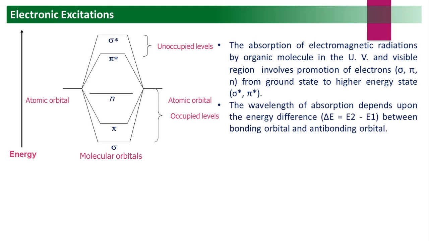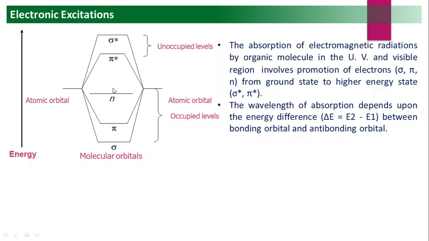The wavelength of absorption depends upon the energy difference. The wavelength of absorption depends upon the difference in energy level between the bonding orbital and anti-bonding orbital. Suppose sigma bonding electrons are excited to the sigma anti-bonding level. So the wavelength of absorption depends upon the energy gap between the sigma bonding molecular orbital and the sigma anti-bonding molecular orbital. So this energy gap decides which wavelengths of absorption will be there.